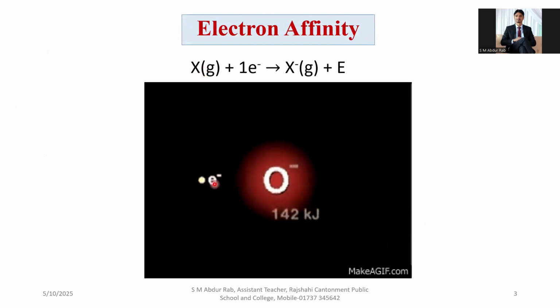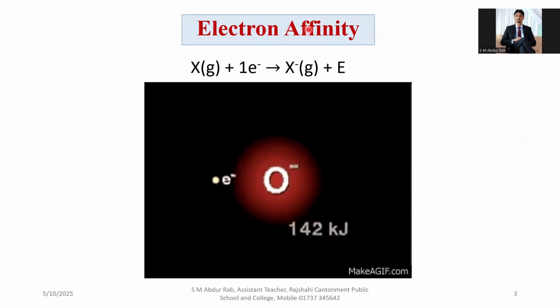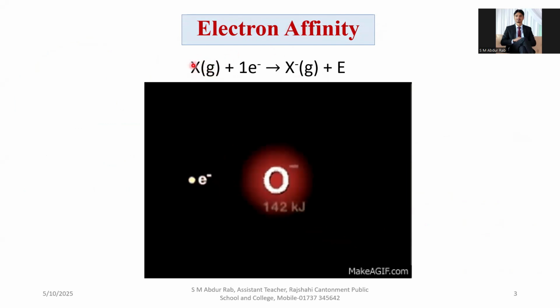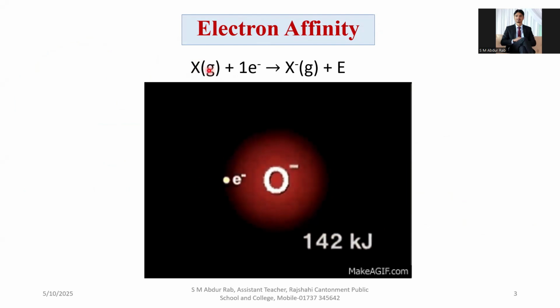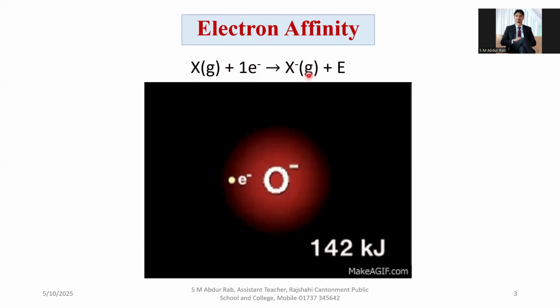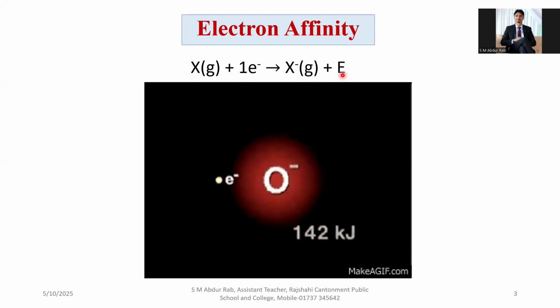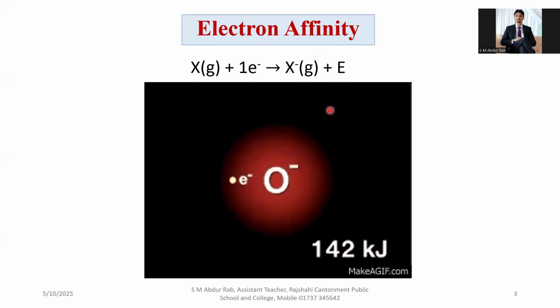Here we see that one electron is added to the outer shell of oxygen to form O minus, and some amount of energy is released. This is electron affinity. When a non-metal in its gaseous state accepts one electron in its valence shell to produce a uninegative gaseous anion, some amount of energy is released. This is called electron affinity. That means the element which accepts an electron first will have a higher electron affinity.